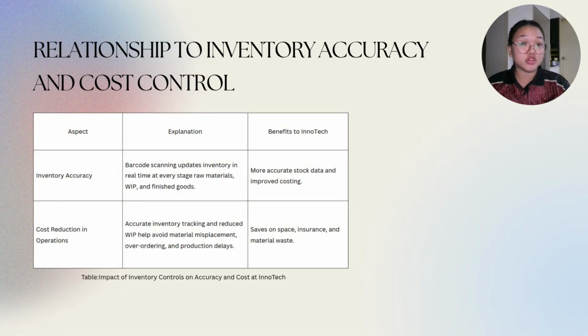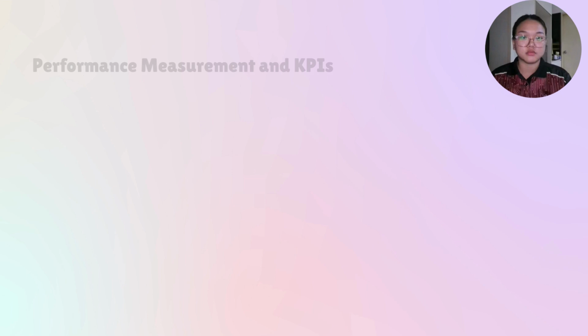By implementing those two method systems, it shows a significant benefit to InnoTech manufacturing. There are a few benefits, but here I will share only two. The first is more accurate stock and data improve costing. Second, those systems also help to reduce downtime because accurate data reduces tracking time.